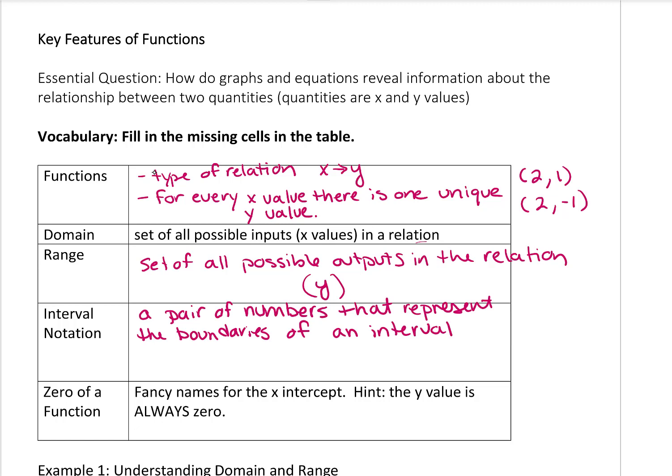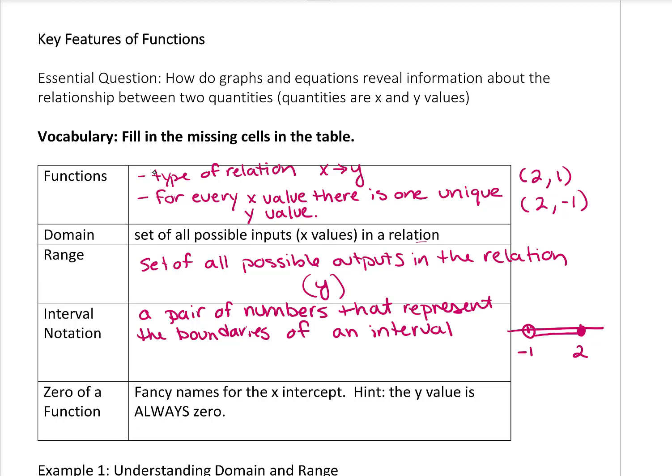Interval notation is a pair of numbers that represent the boundaries of an interval. So let's say we have a number line, and we want to talk about all of the numbers between -1 and 2. Now notice that I have an open circle at -1 and a closed circle at 2.